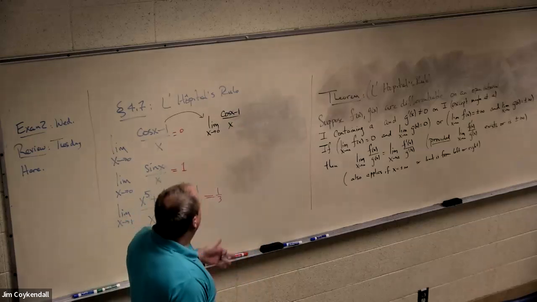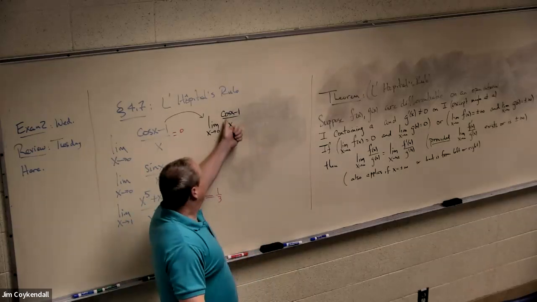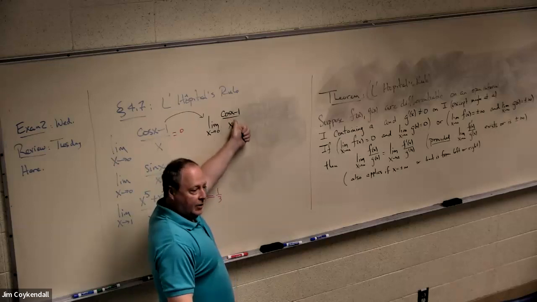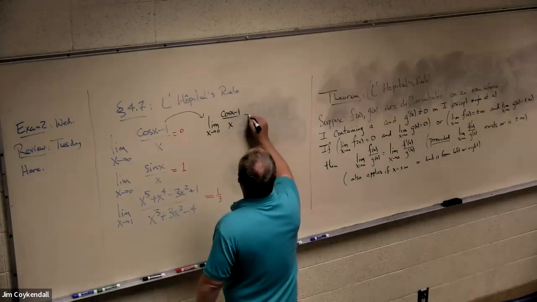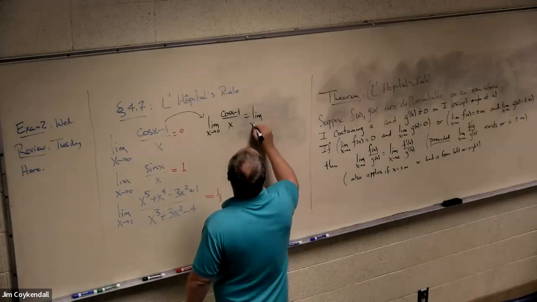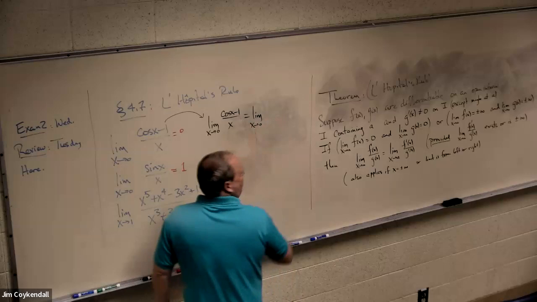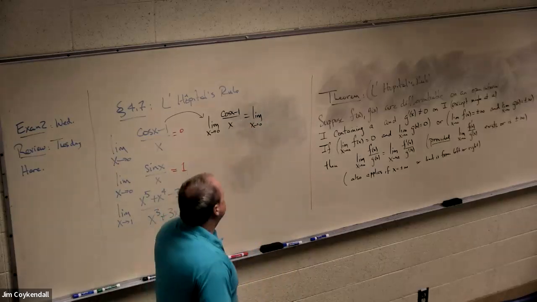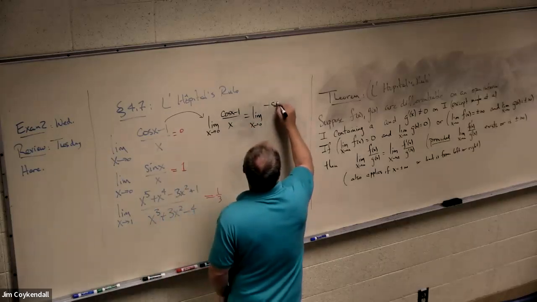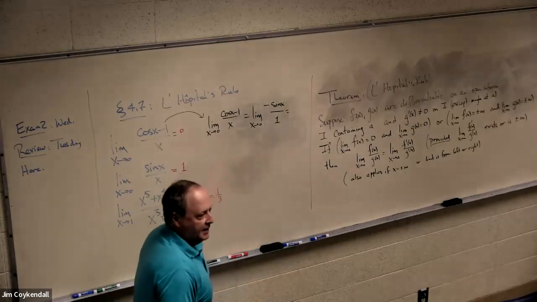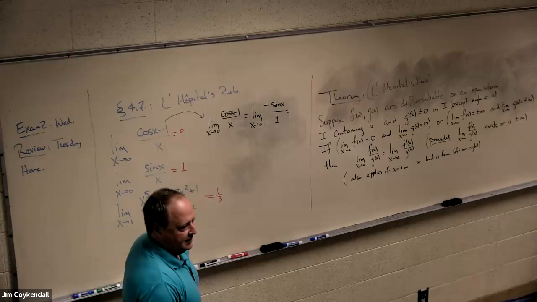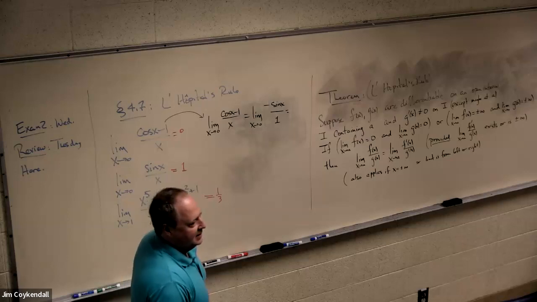Okay, let's be a bonehead and plug in x equals 0. Cosine is 1, so I get 0 on the top, 0 on the bottom. Great. Let's use L'Hopital's rule with this. What's the derivative of cosine? Negative sine. The derivative of x is 1. What's that limit? I got to plug in.